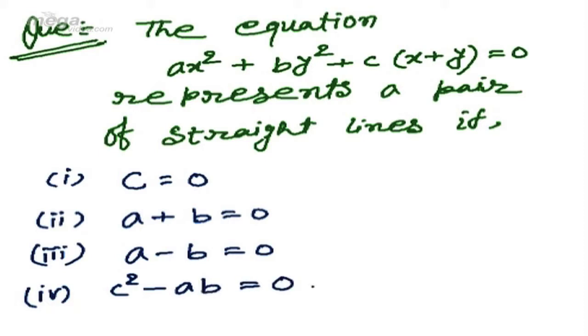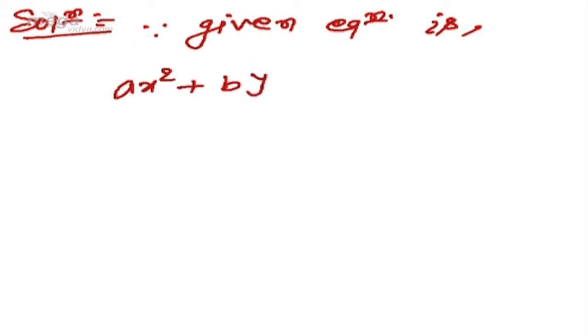When we solve, we find the condition for when this equation will represent a pair of straight lines. First of all, we will write the given equation. Here the given equation is ax² + by² + cx + cy = 0. Now this is a second degree general equation, so this will represent a pair of straight lines if and only if the determinant is equal to 0.